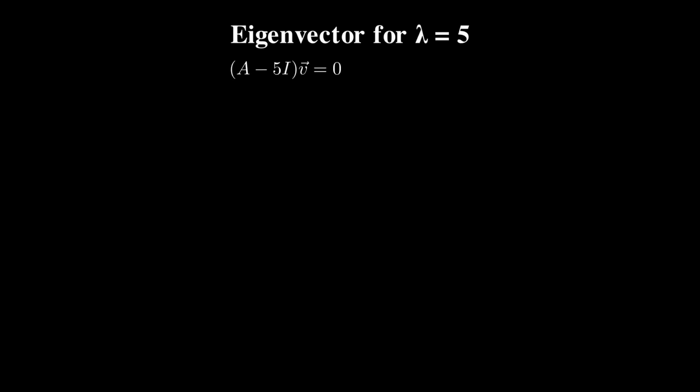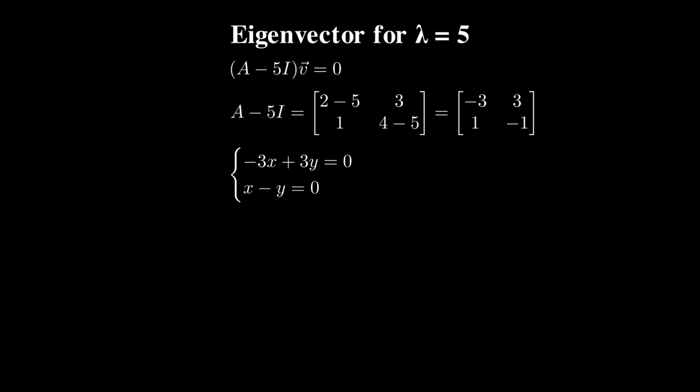Now let's solve for the eigenvector corresponding to lambda equals 5. We compute A minus 5I, that gives us this matrix. Setting up the system from this equation gives two equations. From the second equation, we see that x equals y. We can choose y equals 1, which gives x equals 1 as well. So the eigenvector for lambda equals 5 is (1, 1).